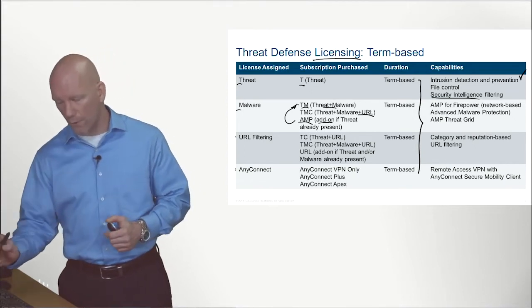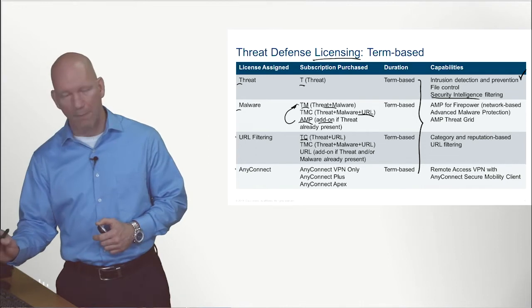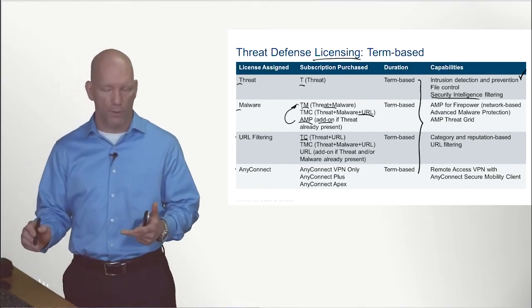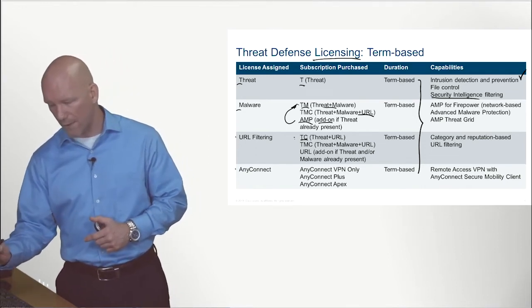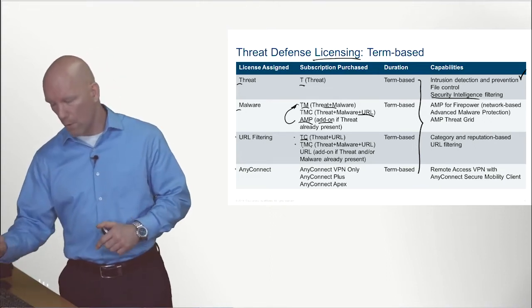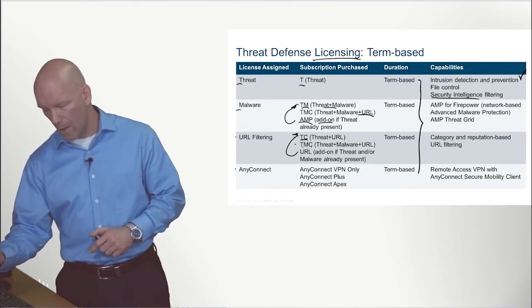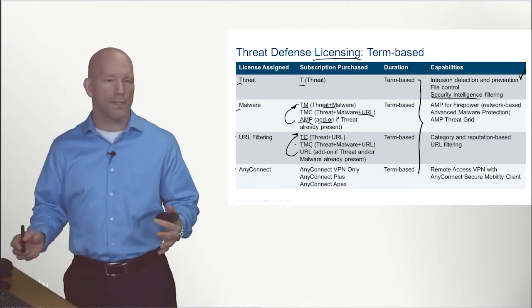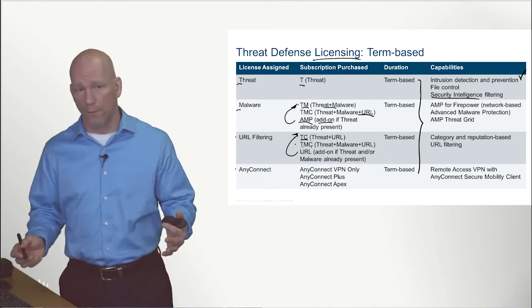So let's do that all over again. The URL filtering is denoted by the C licensed term. So again, we can have our threat defense and URL filtering, our threat defense, anti-malware, and URL filtering. Or again, we can just add URL filtering on, as we just talked about a moment ago, to a system that may already have threat defense or threat defense with malware.